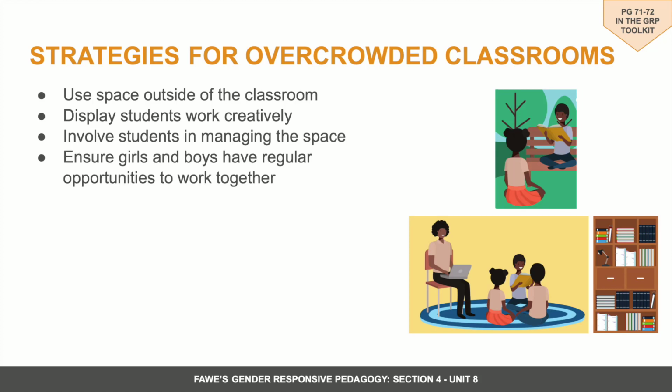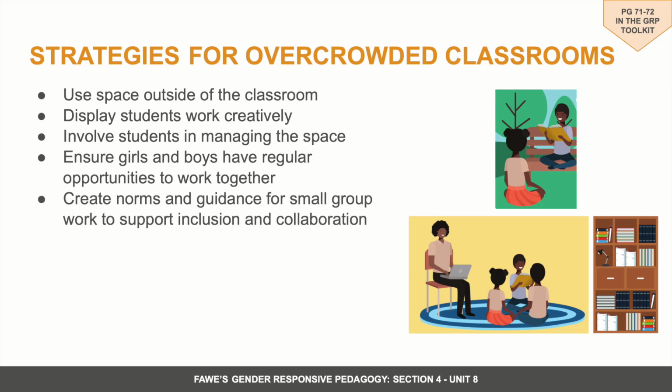Ensure girls and boys have regular opportunities to work together. This could be done in pair work or small groups. Create norms and guidance for small group work to support the inclusion and collaboration of all. For example, make sure that participation from all students is expected and specific roles within the small groups change so that the note taker and person reporting back to the group are not always the same.